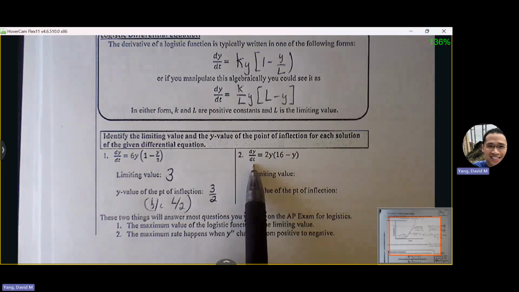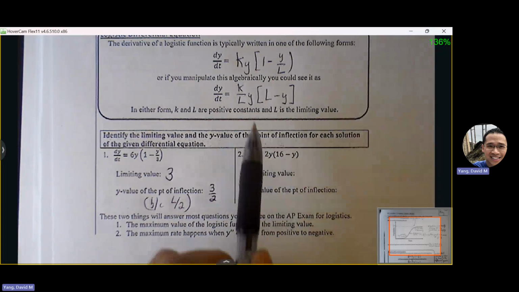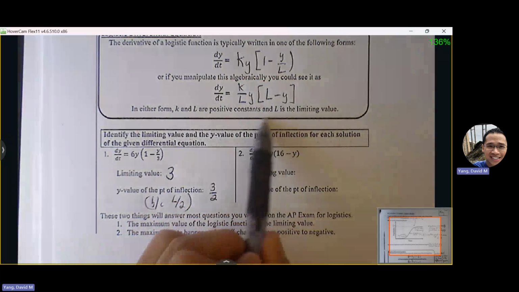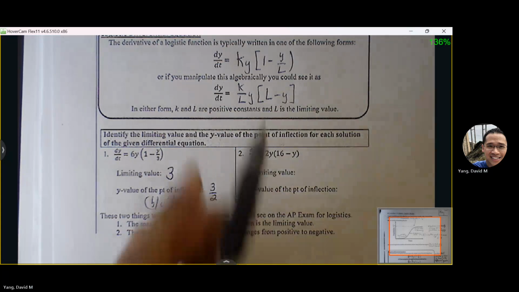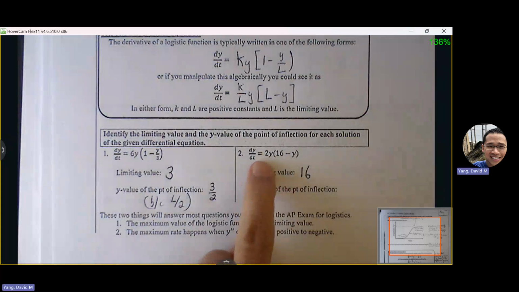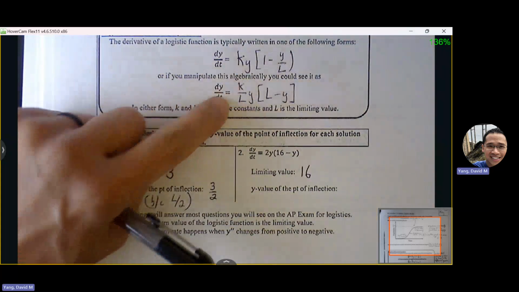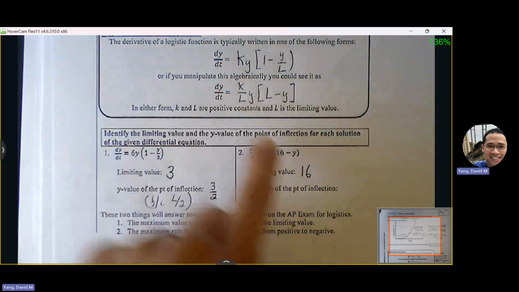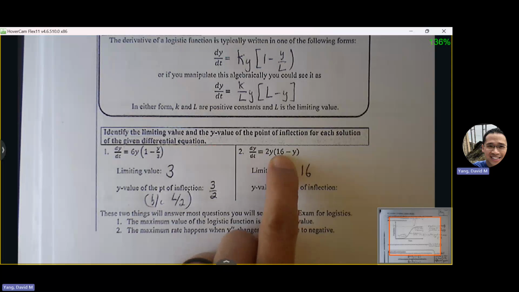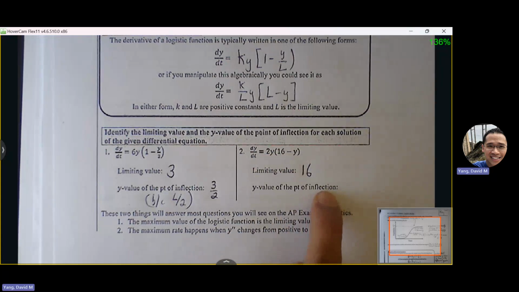Number 2, dy dt equals 2y times 16 minus y. This matches nicely with the second form. What do you think our limiting value here is? 16, yeah. Now, there's a 16 hiding within the 2y, but it's hard to pull out because the k and the L are influencing what we see. So L is a lot better to pull from inside that parentheses instead of trying to pick it out, because the 2 includes both the k and the L merged together. Okay. What's the y value of our point of inflection? 8, yeah.